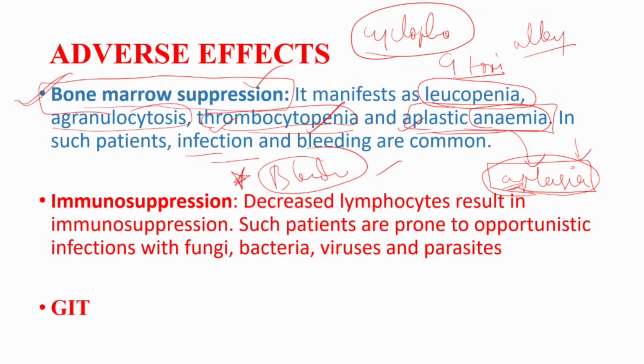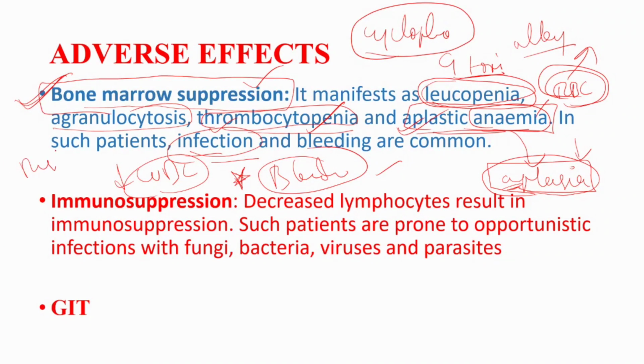Aplastic anemia is seen. Anemia means decreased hemoglobin or decreased RBC, because RBCs are differentiated from the bone marrow. When bone marrow is suppressed, RBC generation is stopped. That's why it is called aplastic anemia. A reduced amount of RBC or hemoglobin is considered anemic. It also causes infection because WBCs, lymphocytes and leukocytes are absent. Because of leukopenia, the patient will have a risk of infection. So when cyclophosphamide is given, always monitor all these conditions.